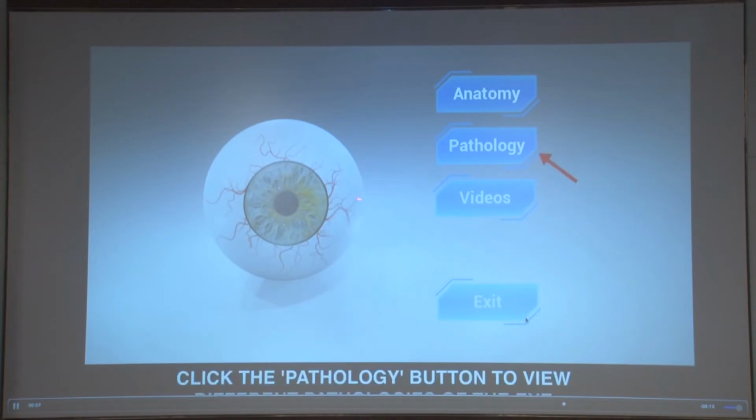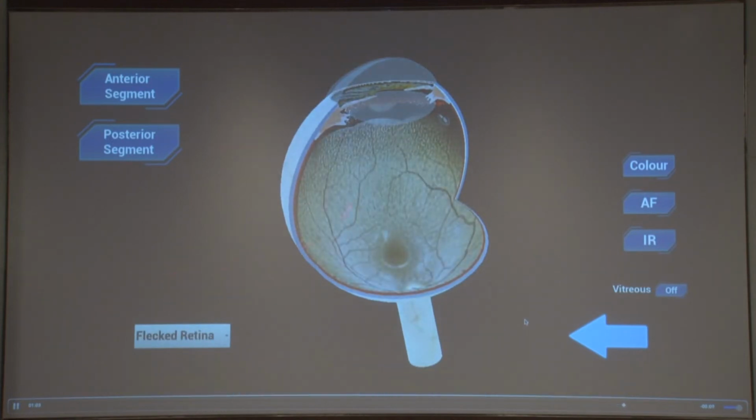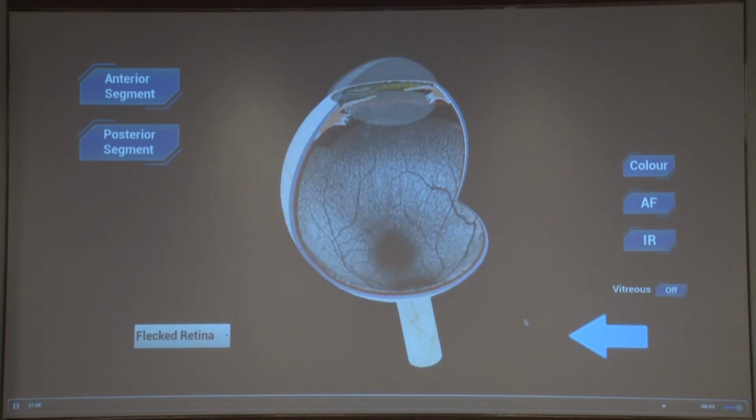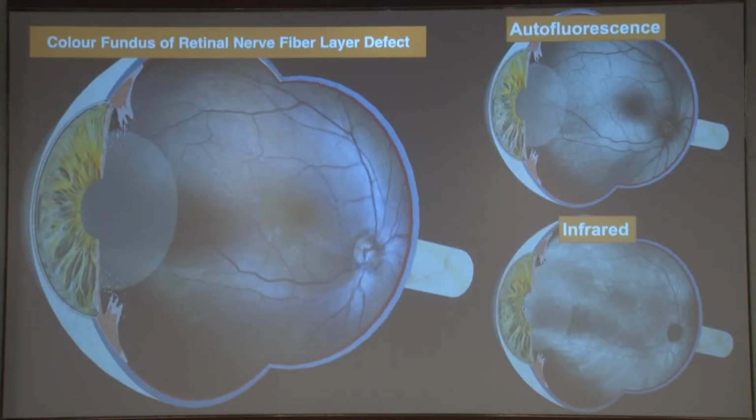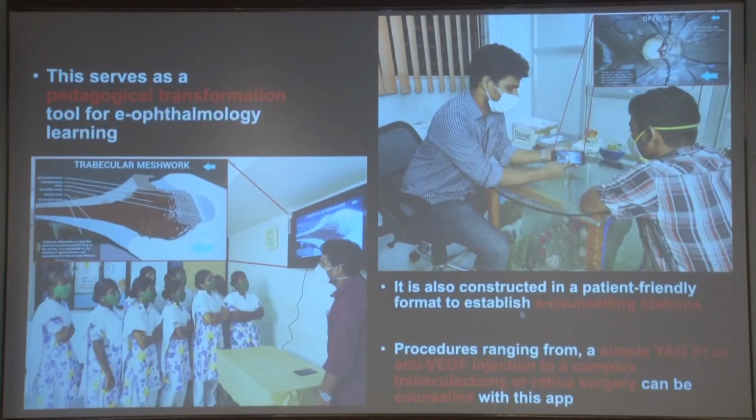Now, giving a quick glimpse of the pathology. For example, this is a pathological box. You can turn off the vitreous for better clarity. You choose flecked retina. There is a colored image along with autofluorescence and infrared in the application that we have given, so you have a better view of all the pathologies, especially for neophytes, and retinal nerve fiber layer defects in infrared as well. We have given a complete atlas: glaucoma, myelinated nerve fibers, splinter hemorrhages, and this serves as a pedagogical transformation for e-ophthalmic learning as well as counseling.